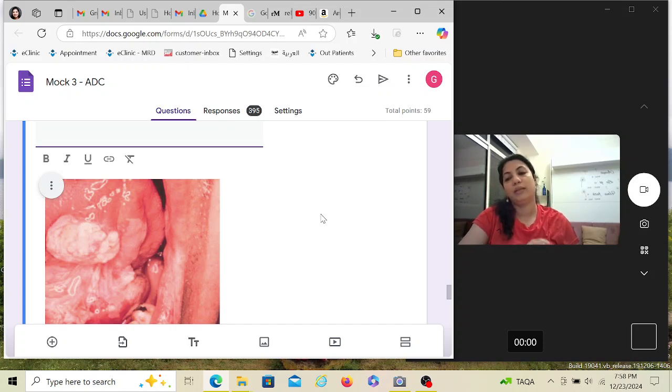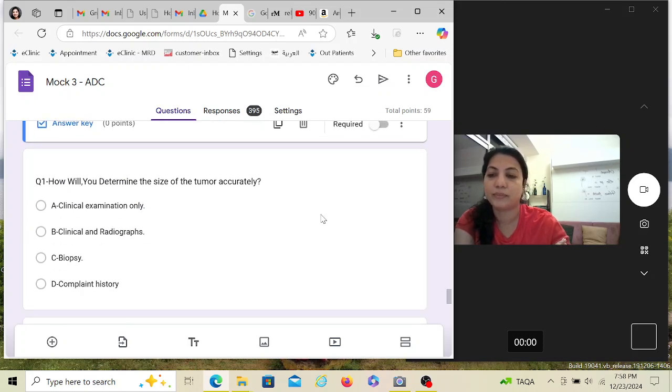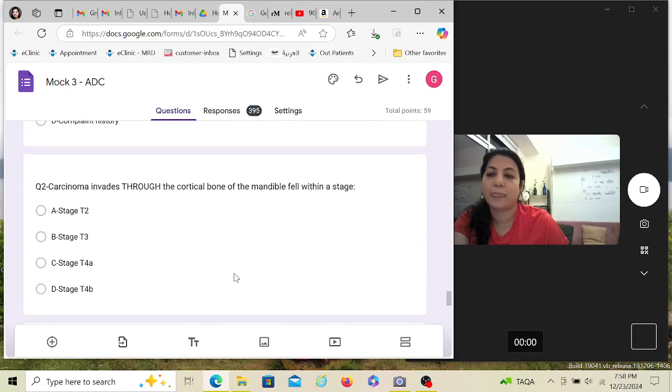So yeah, we have something like that here. And especially when a lesion is fixed, it's very stubborn. It has to be a cancerous lesion. So how will you determine the size of the tumor accurately? The question mentions the keyword accurately. For any lesion, you of course will see the external appearance, but you don't know how far inside it's extending. So you need a radiograph. So the answer is clinical and radiographs.